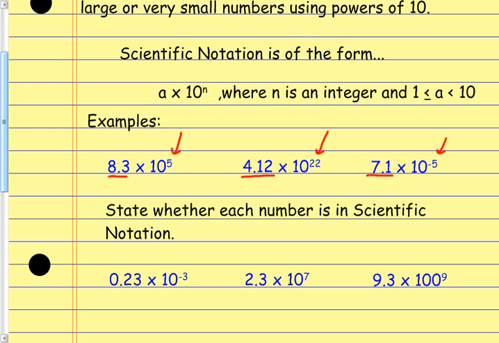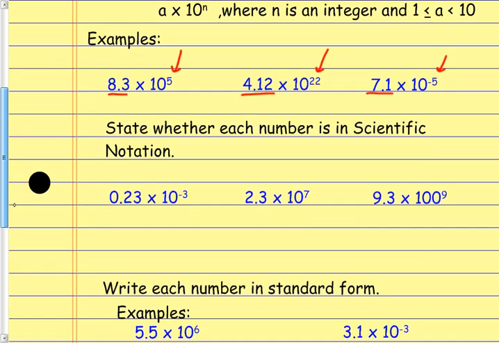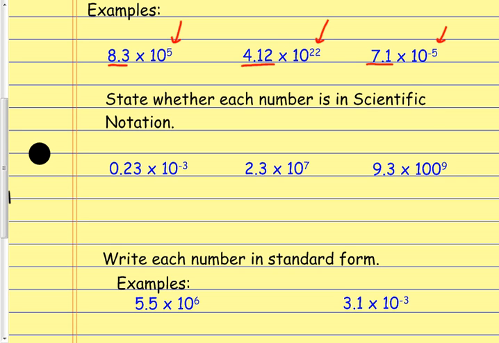If we look at the next couple, we want to state whether or not each of these is in scientific notation. For the first one, I've got 0.23 times 10 to the negative third. This one is not in scientific notation because that a value, the number out front, is not in the acceptable range. It has to be between 1 and 10, and 0.23 is not acceptable. We'd have to write it as 2.3. So no, this one is not in scientific notation.